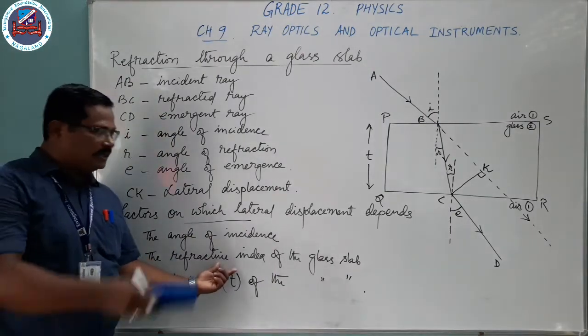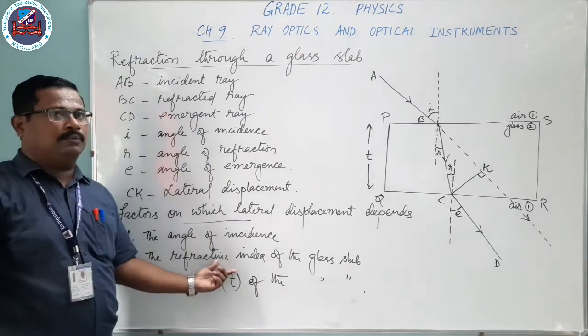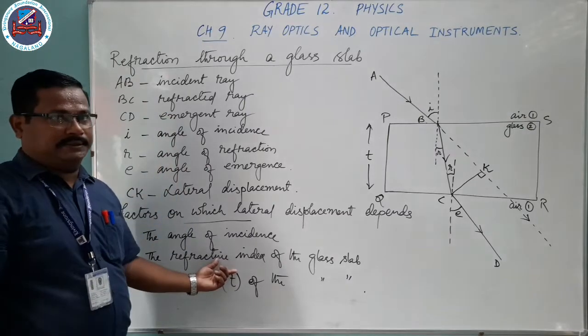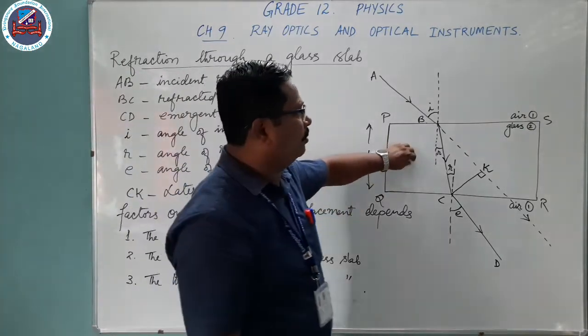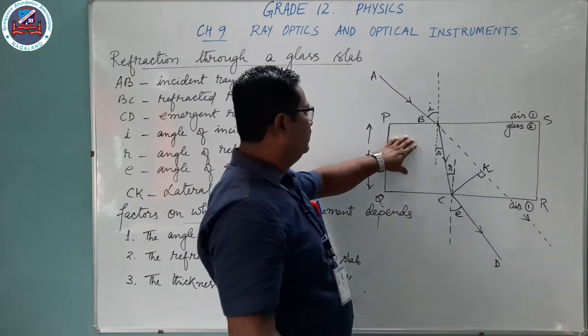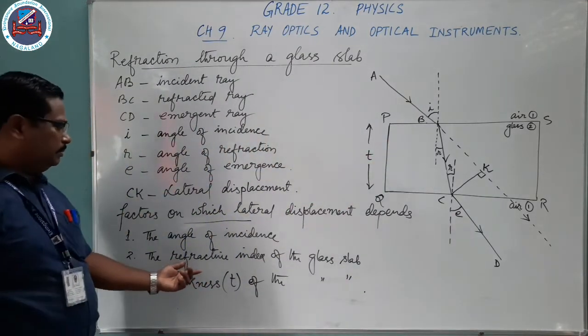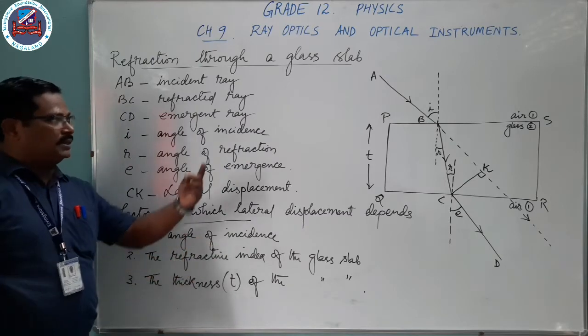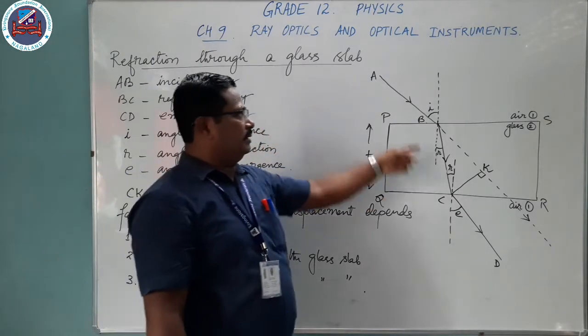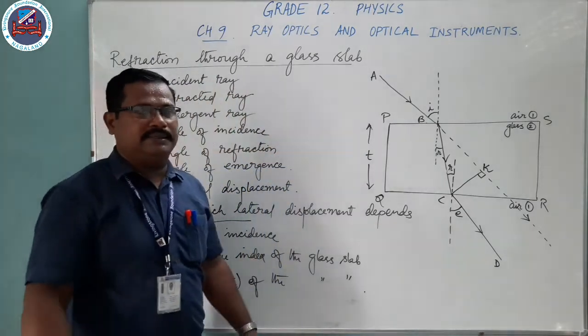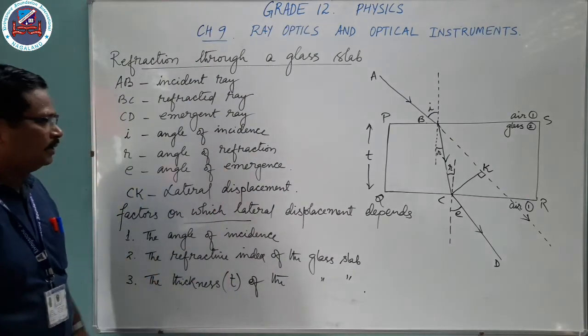If the refractive index of the glass is more, refractive index more means more denser. The density is very high, then the refractive index will be more, then the lateral displacement will be more. And if you allow the light to strike at a greater angle of incidence, then also lateral displacement will be more.